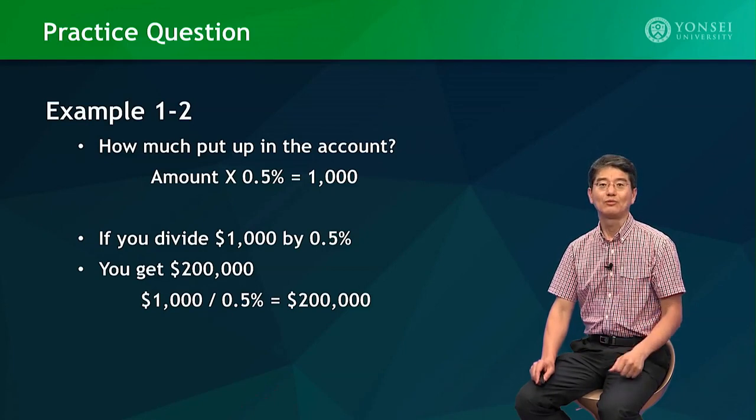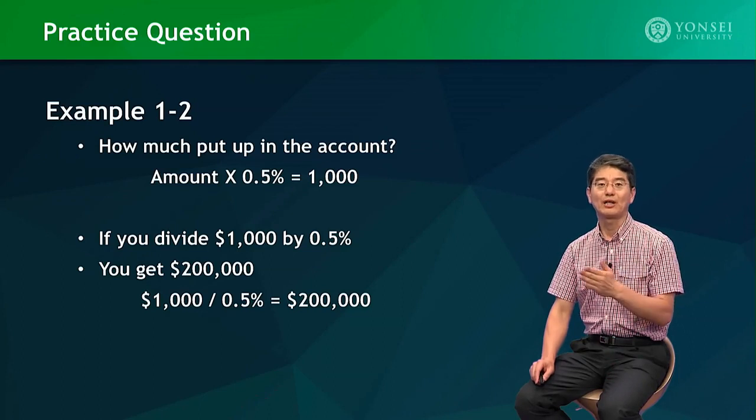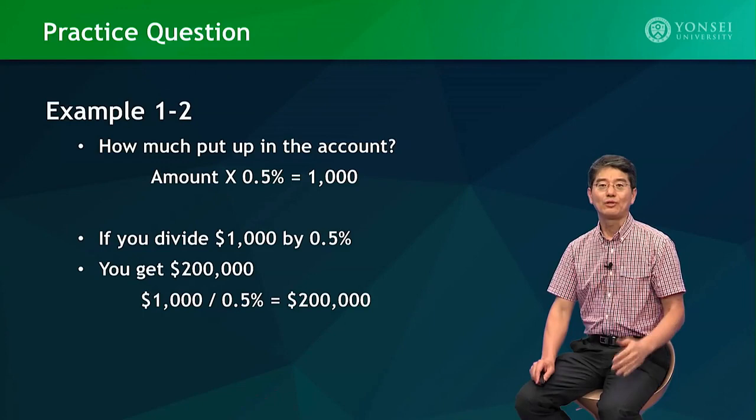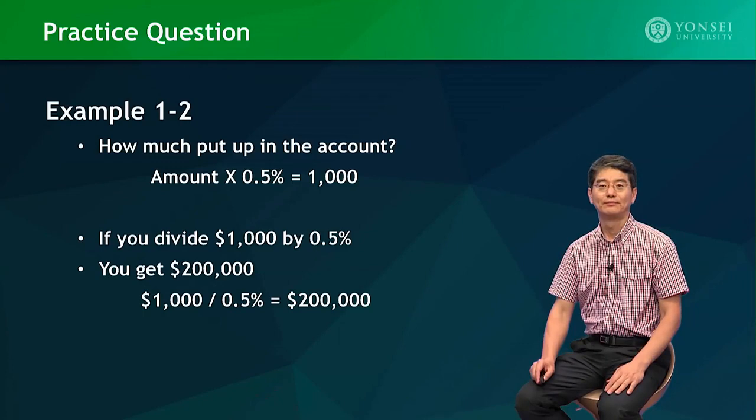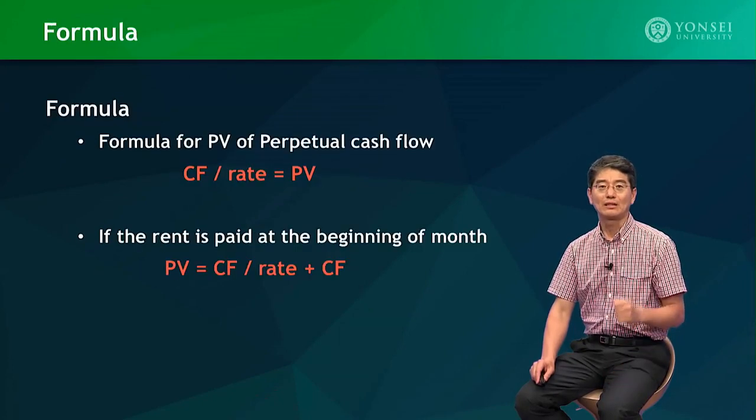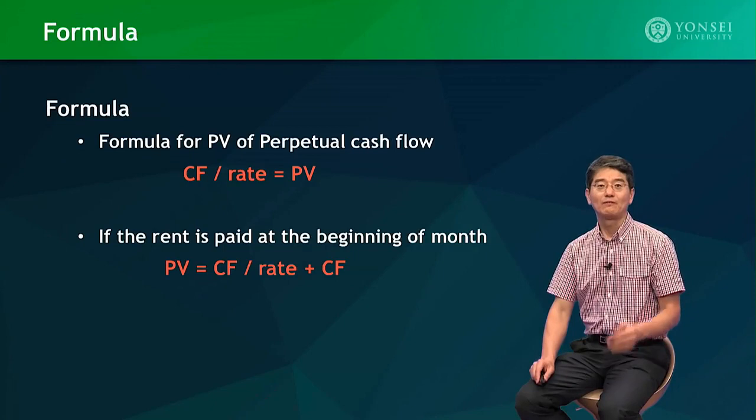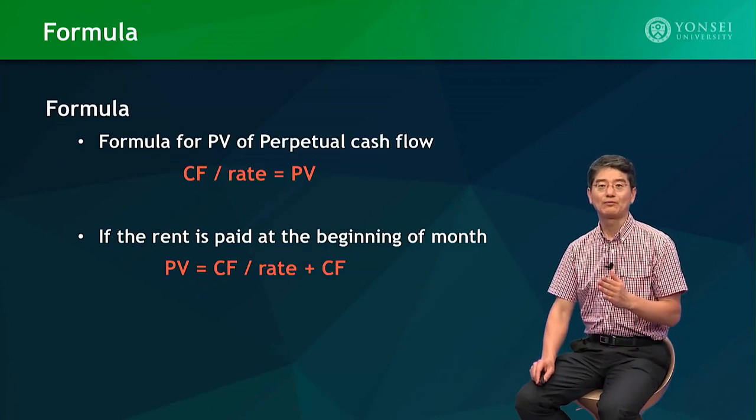In this equation, $1,000 is the perpetual cash flow, 0.5% is the interest rate, and $200,000 is the present value of the perpetual cash flow of $1,000. Using this example, you can make a formula for the present value of perpetual cash flows, that is, cash flow divided by rate is equal to present value.